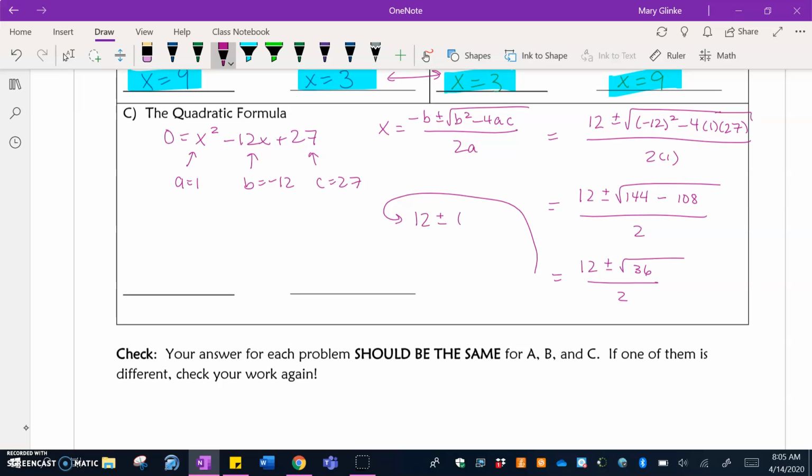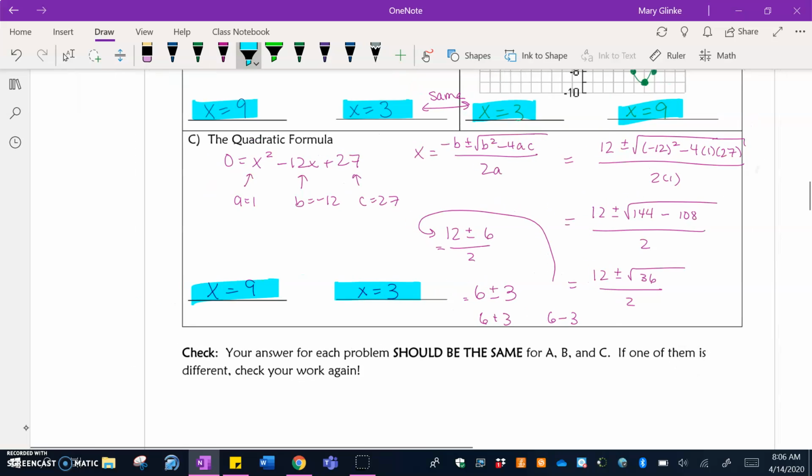You do 12 plus or minus 6 over 2. Notice I'm not dividing by 2 until the very end because now I don't have a radical anymore, so I can actually divide both of these by 2. This can become 6 plus and minus 3. So now what I can do is 6 plus 3, which is 9. So x equals 9. And 6 minus 3 is 3. So x equals 3.